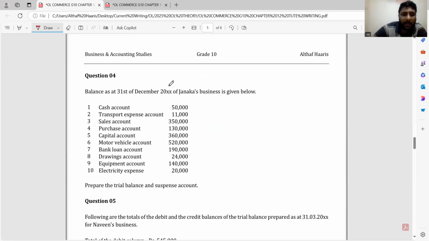Now you have to tell me, yeah? Cash account. Cash account is a debit account or credit account? First tell me, cash is what for the business? Asset or liability or income or expense? What? It is an asset. Asset accounts are debit. Debit accounts.